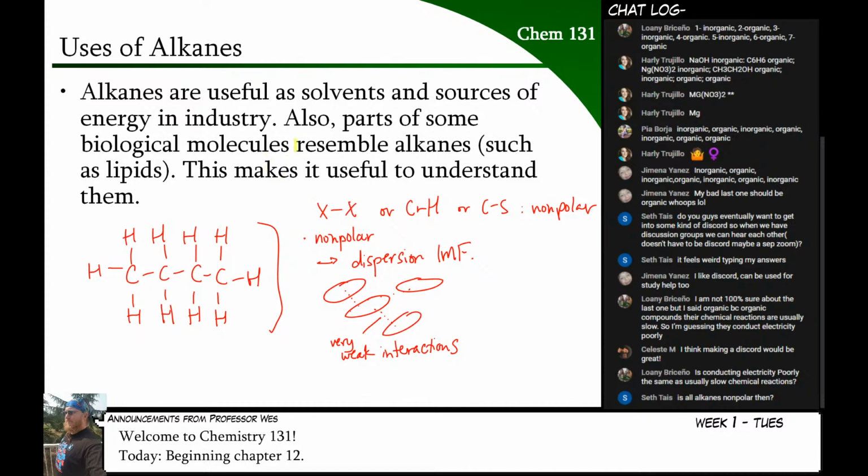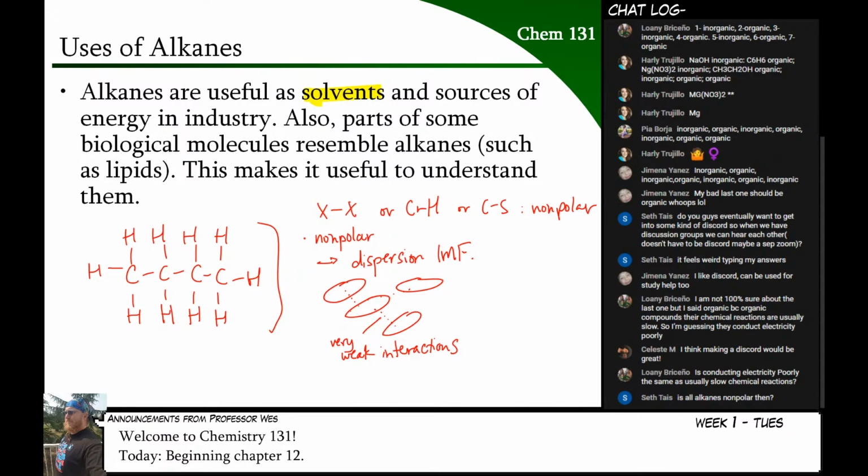We can also use them as things like solvents. Solvents are liquids that other things dissolve into, such as in salt water, where water would be the solvent. It dissolves the salt in it. We could use alkanes to dissolve other things, for example, grease and grime. This is actually the premise of how soap works. Soap is mostly an alkane. There's a non-alkane part, a carboxylic acid part to it, but we'll talk about that when we get to biochemistry.